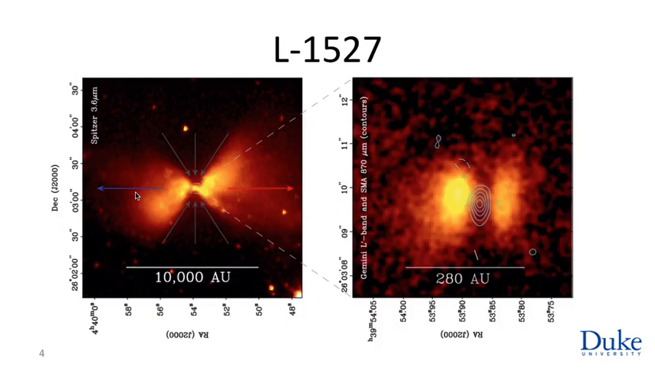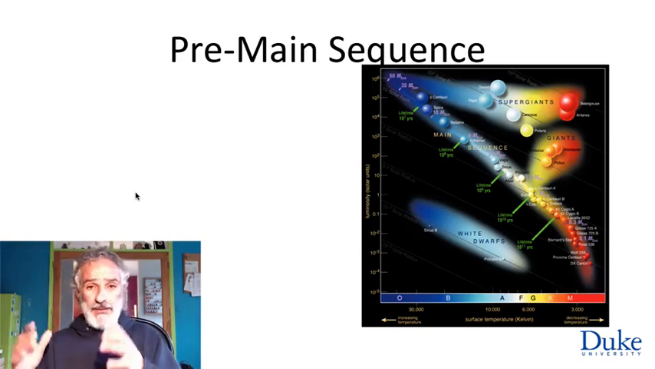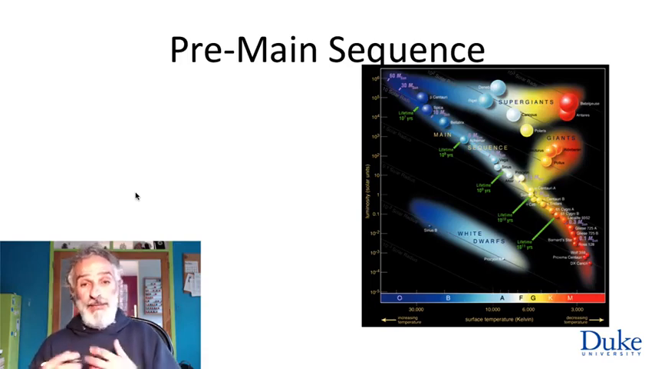We know that they exist. And when the protostar has reached the point at which its size is about twice the solar radius, its temperature is about 4,000 degrees, and deuterium is burning, we now call this a pre-main sequence star.